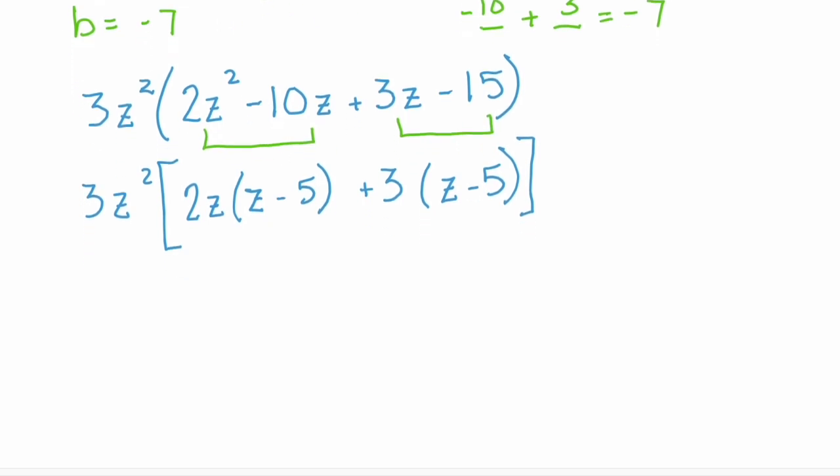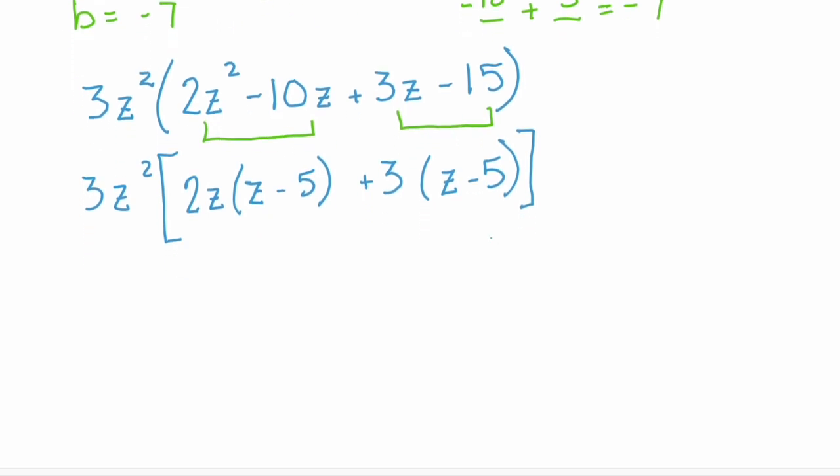Now that we've gotten that polynomial factored down to 2 terms, we're going to factor out that binomial they have in common, z minus 5, and it leaves the binomial 2z plus 3. And don't forget that GCF 3z squared.